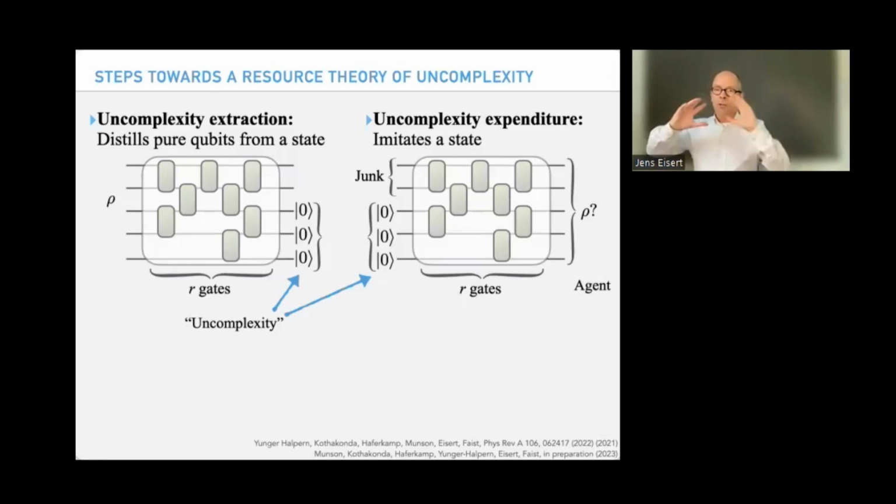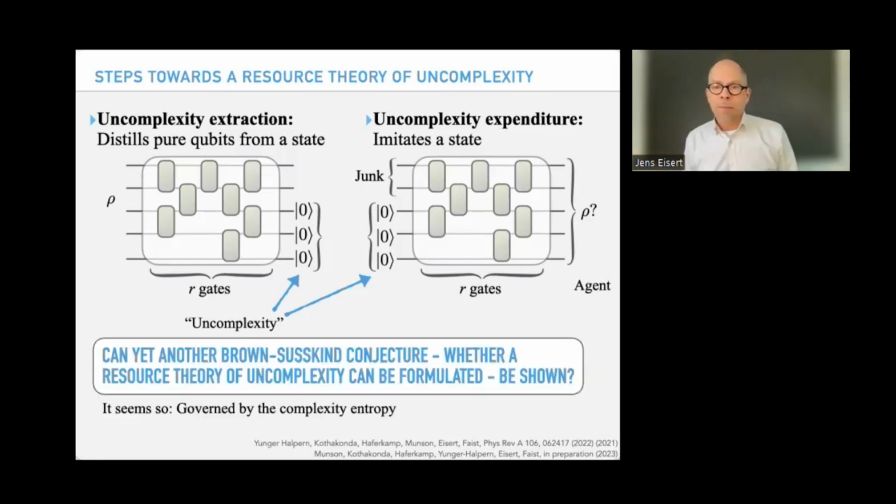And there's one quantity to rule them all, which is this new complexity entropy quantity. In fact, this is yet another Brown-Susskind conjecture, so many of them. That's another one that we solved, where it was asked whether a resource theory of uncomplexity can be precisely formulated, and it seems to be the case. So, well, judge for yourself. We've set up a theory of that kind that can reasonably be seen as a meaningful resource theory of uncomplexity, and this is governed by one specific quantity that we also elaborate on and study in great detail, namely this mentioned complexity entropy that has interesting properties in its own right.